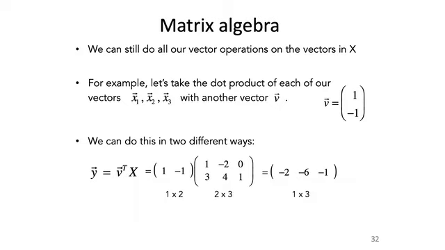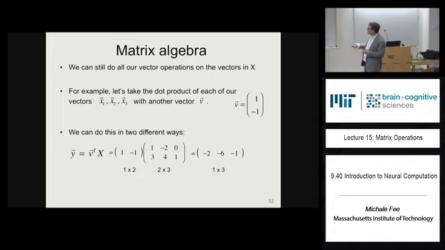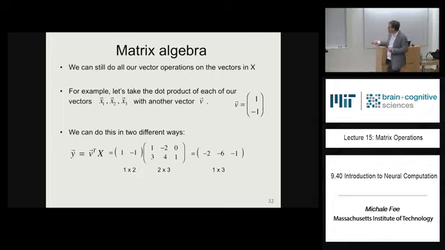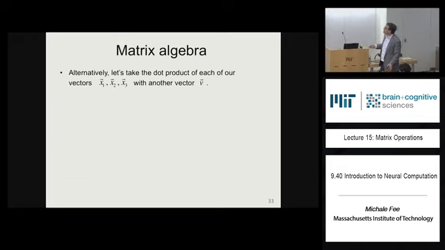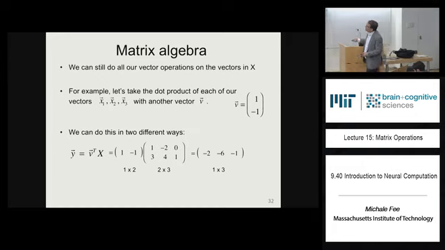So this vector here is a 1 by 2 matrix. This is a 2 by 3 matrix. The product of those is a 1 by 3 matrix. Any questions about that? Okay. We can do this a different way.